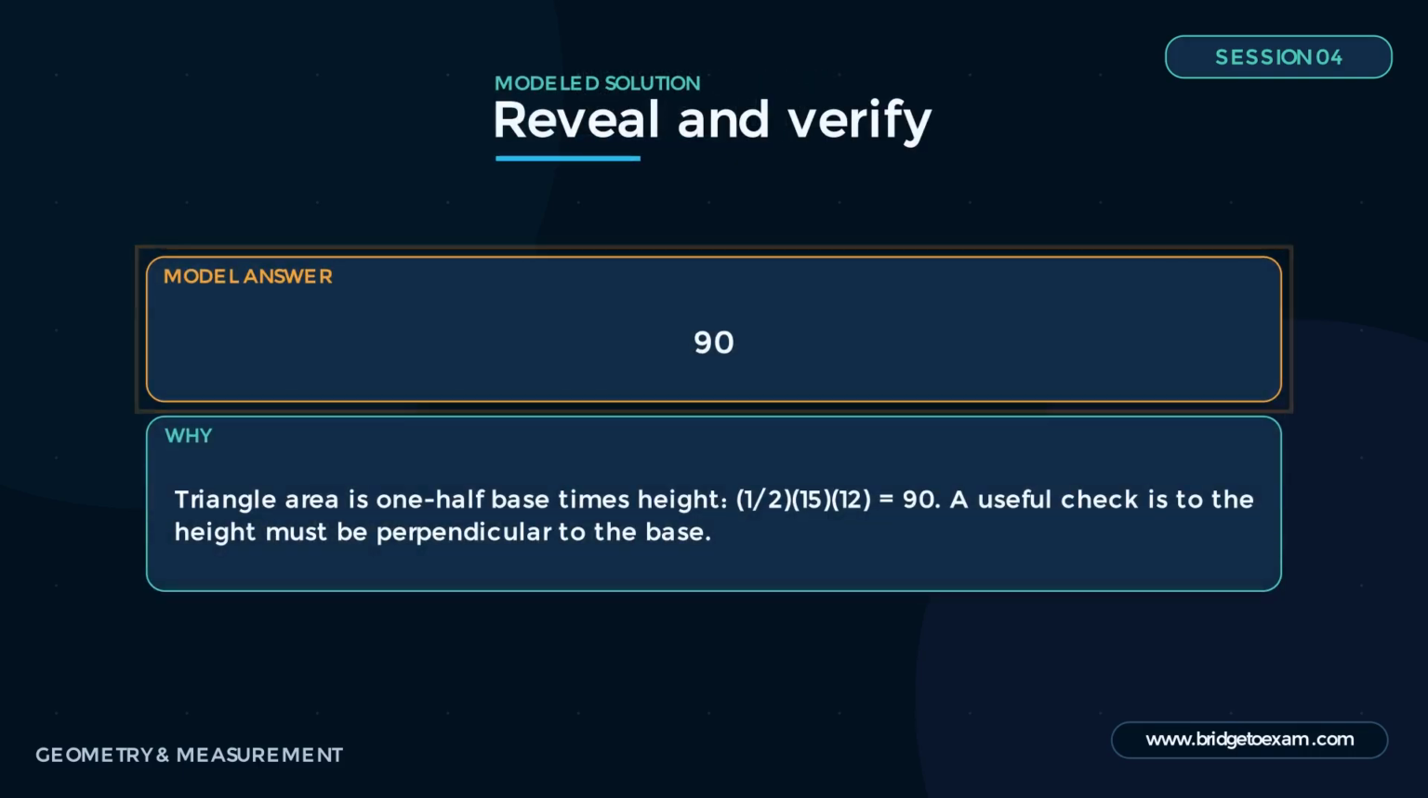The model answer is 90. Triangle area is 1/2 base times height. 1 divided by 2, times 15, times 12, equals 90. A useful check is that the height must be perpendicular to the base. Use this coaching check as well. Draw a small right angle box where the height meets the base. If you cannot place that box, reconsider the height.